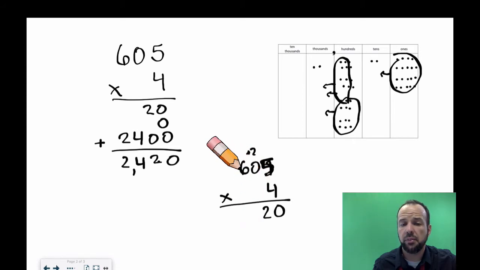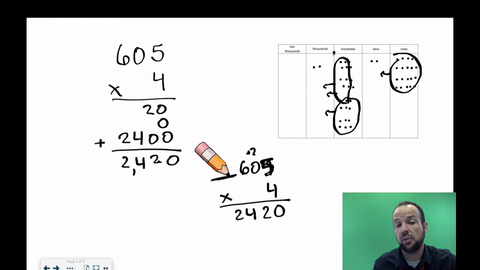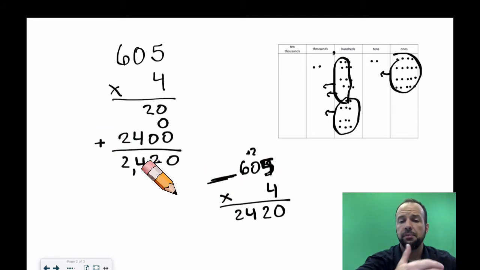And then we move on to the next place value, which is our hundreds. 6 times 4 is 24. Since I have no other place value out here, I don't have to keep going or try to regroup or anything like that. That final number just gets written in like that. And you can see we get to that same answer following those same steps either way.